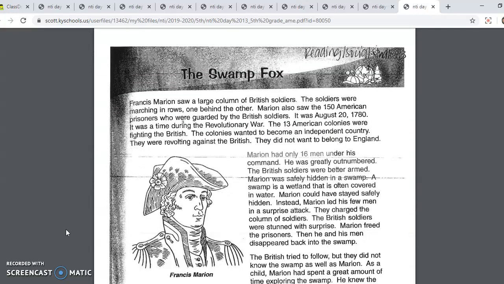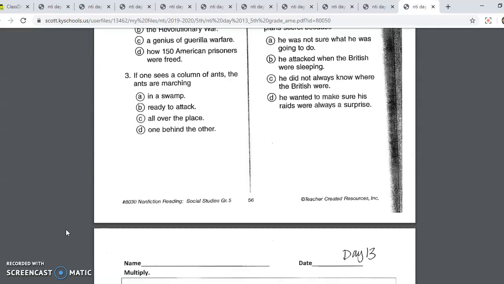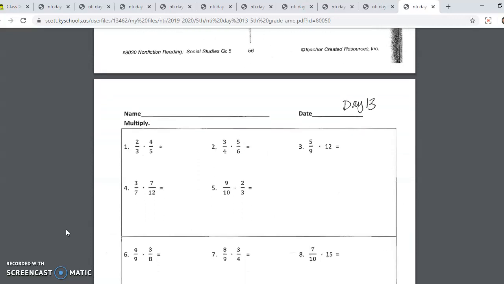So your reading for social studies and reading today was about Swamp Fox. And then you had your questions. Math today, you have to multiply some fractions here. So let's look at a couple examples.